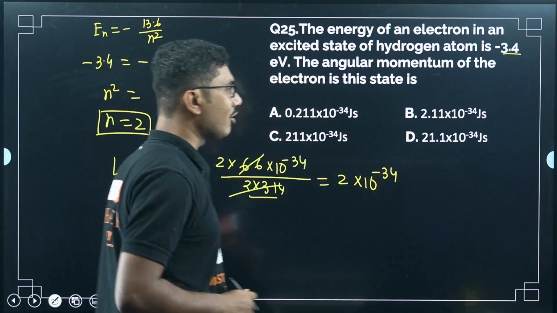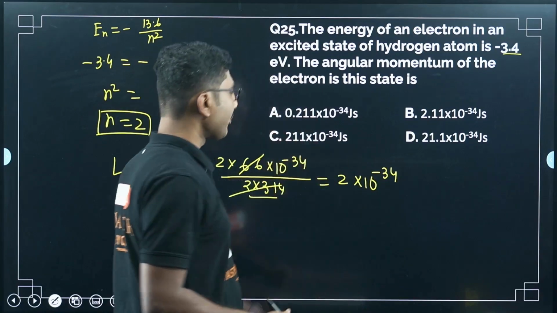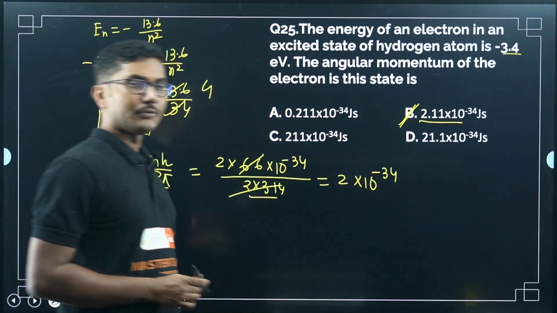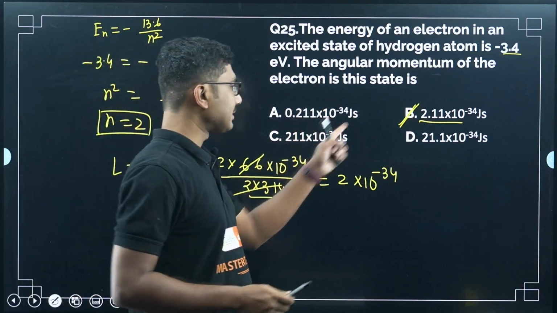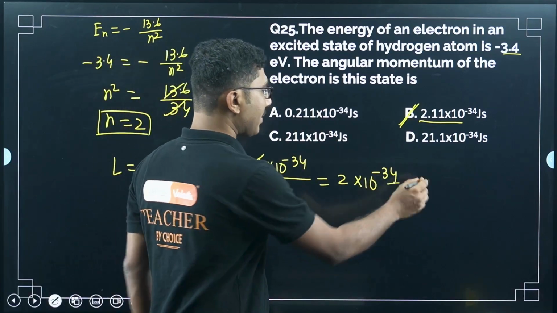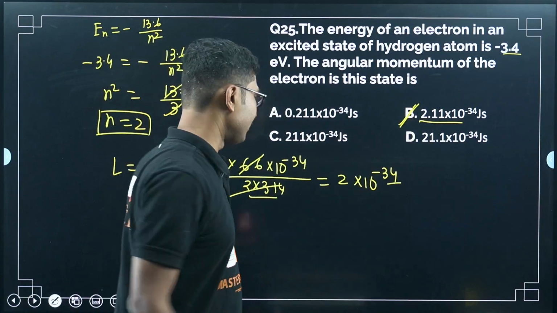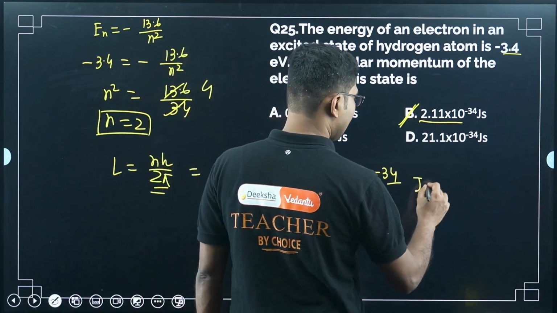Now let's see what all are the given options. In the given options, the closest option is 2.11. So 2.11 is the correct option, because the powers of 10 are the same in all of them: 10 to the power minus 34, minus 34, minus 34, minus 34. Okay, so this is the correct answer.